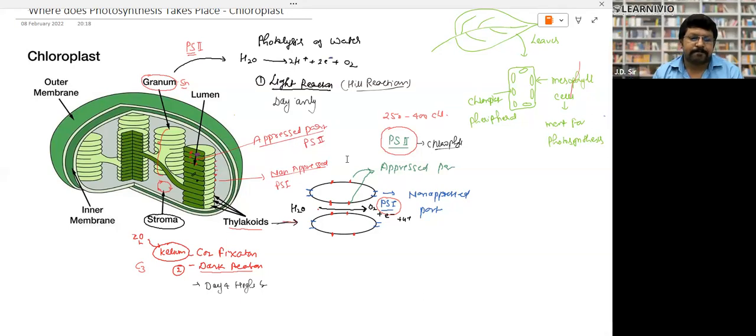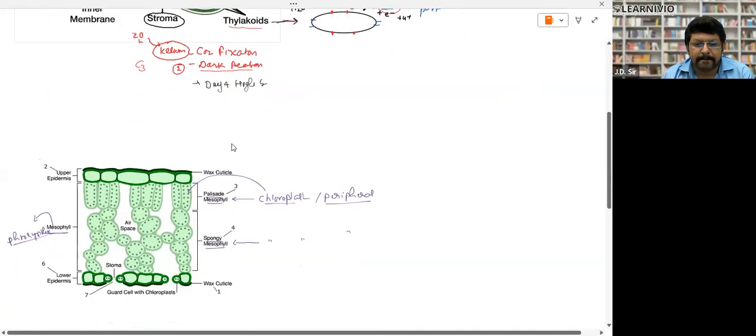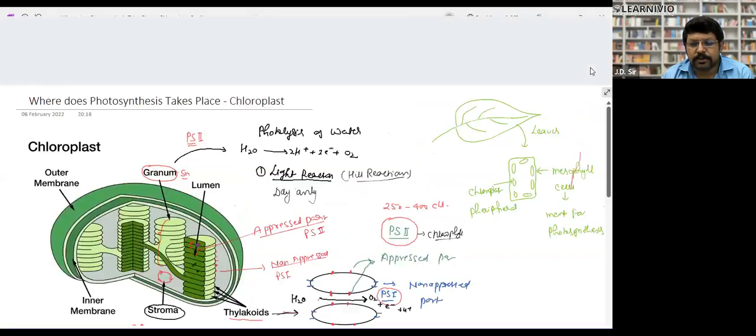One more statement. Light reaction takes place at grana, and dark reaction takes place at stroma. Is that clear? Yes, sir. Fine. Give me 1 second.